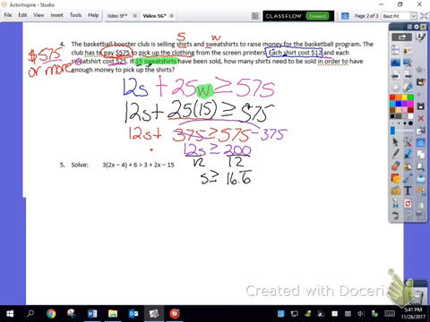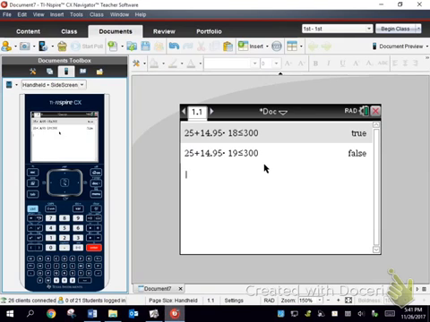Now, you cannot get 16.6 shirts. So you either need to get 16 shirts or you need to get 17 shirts. So one or the other, but you can't get 16.6. So we're going to try it. We're going to see which one works. So we're going to try 16 in for S, and we're going to see if that's true or not.